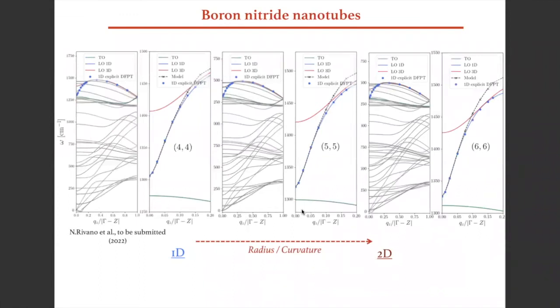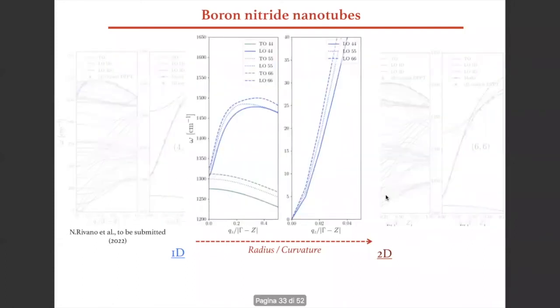What we care about in the model is not only the dependency in terms of phonon momenta, but also in terms of size of the material. For this reason, we simulated not only a 4-4 nanotube, but we decided to go further and simulate also 5-5 and 6-6. And the idea was exactly to use the interplay between DFPT and analytical models to understand the kind of transition happening between the proper 1D case represented by the chain and the smaller nanotube, and something which is closer to 2D, which is the larger nanotube here.